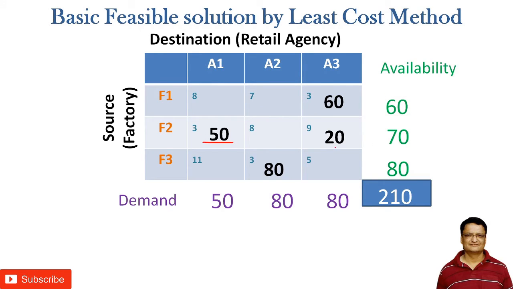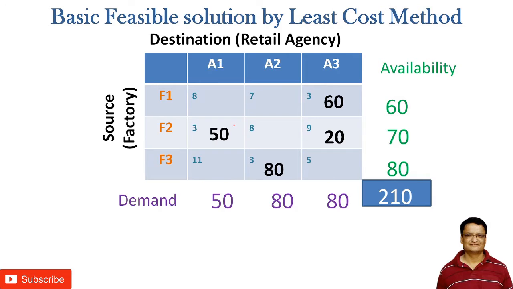Now this 50 plus 20 gives you 70, and these two figures are matching. So we can say that this constraint has been satisfied. Now for this third row, this allocation is of 80, which is matching the availability, or supply, of 80. So this row constraint is also satisfied. Looking at the column constraint, this 50, yes, they are matching 80, and 60 plus 20, 80.